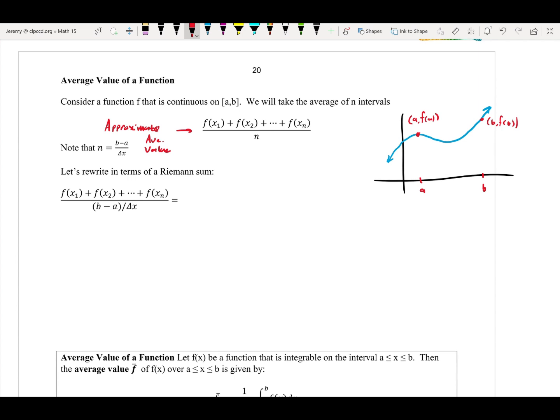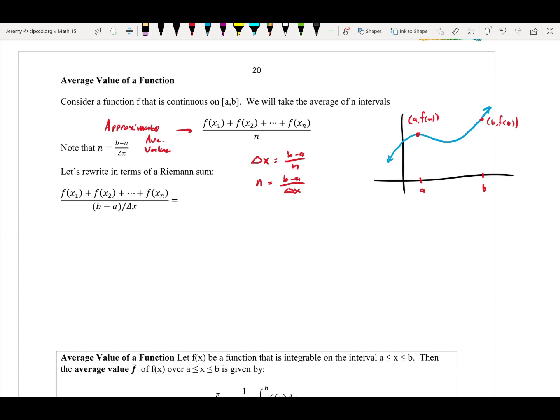All right, next we're going to rewrite this in terms of a Riemann sum. Because remember, this n, the number of subintervals, is equal to b minus a divided by delta x. The form we've seen before is that delta x is equal to b minus a over n. So if we multiply both sides by n and divide both sides by delta x, we get that n is equal to b minus a over delta x. So we're just making that substitution in this formula.